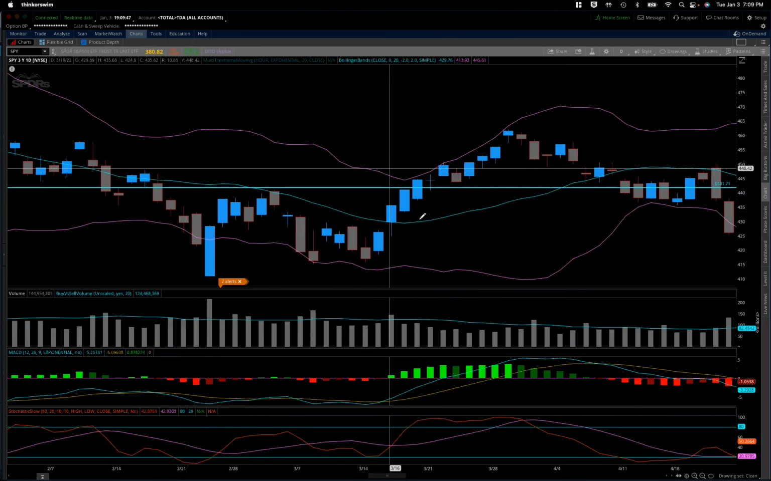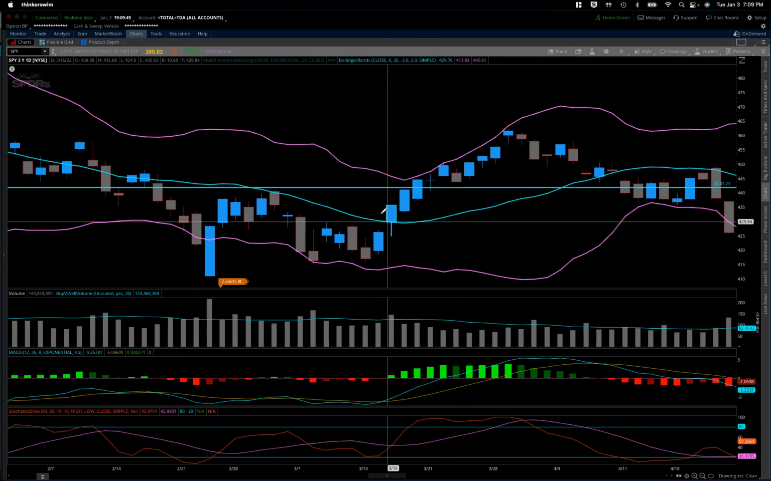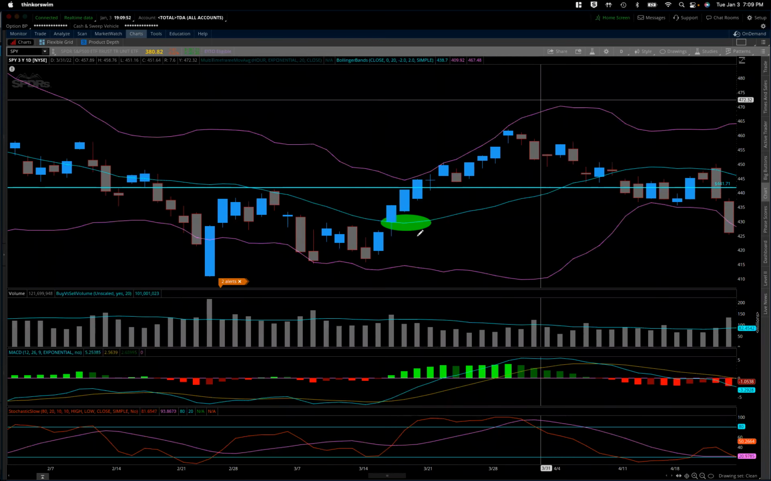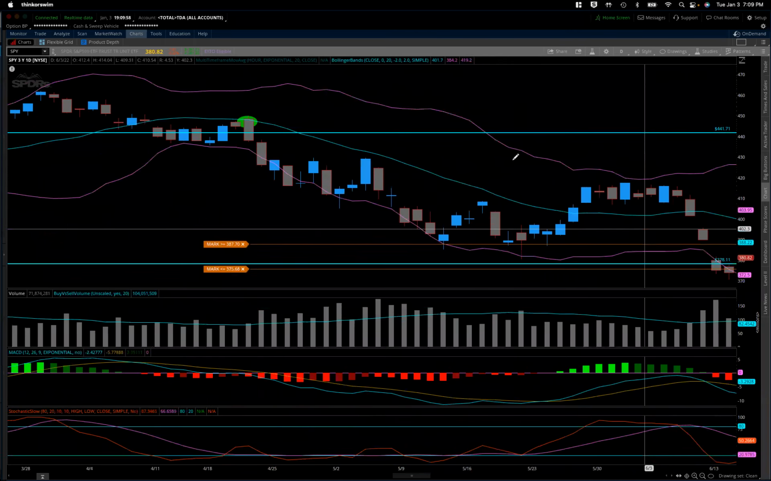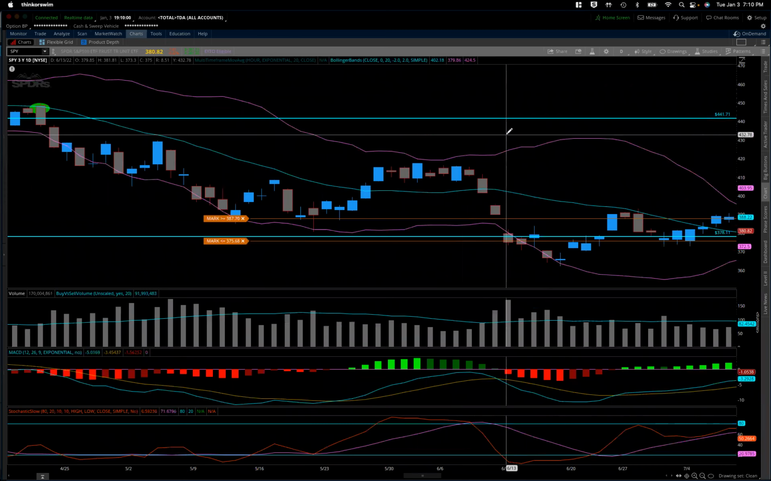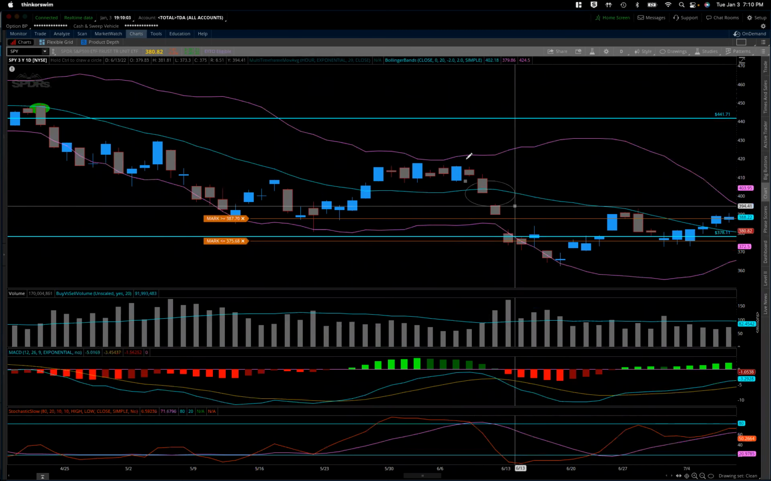So many more examples of this, right? Again, bands begin expanding to the upside. Price trades above the 20 moving average. We get a nice move to the upside, right? Bands expand. Price is below the 20 moving average. We get a downtrend, right? No expansion in the bands. Here we go. Bands begin expanding. Price breaches the 20 moving average.